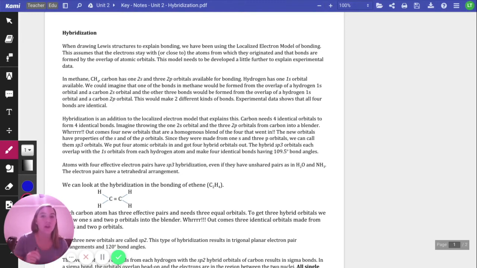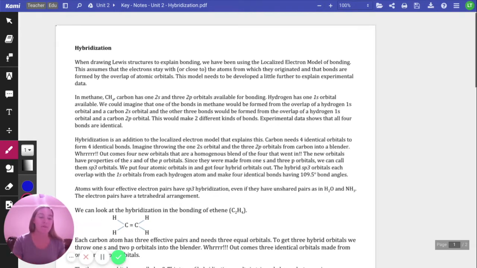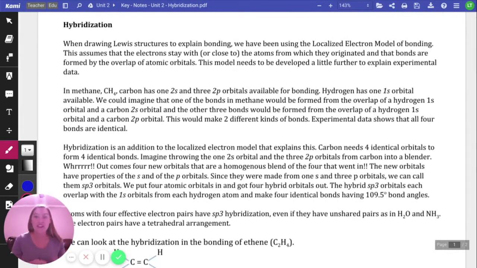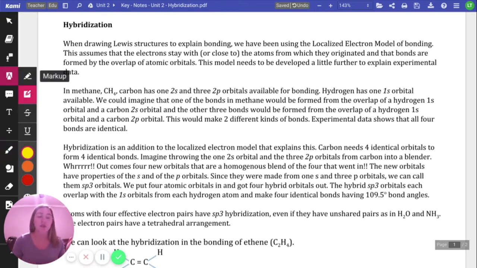We are going to go over hybridization. So let's get started. Up to this point, we have only been talking about the localized electron model of bonding, and that's what we've been using to explain what happens in Lewis structures. That assumes that electrons stay close to the atoms from which they originated, and that bonds come from the overlap of orbitals. To explain what we actually see experimentally, we have to have hybridization. That's what we're going to talk about now.